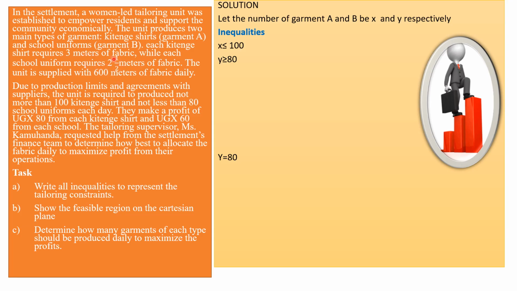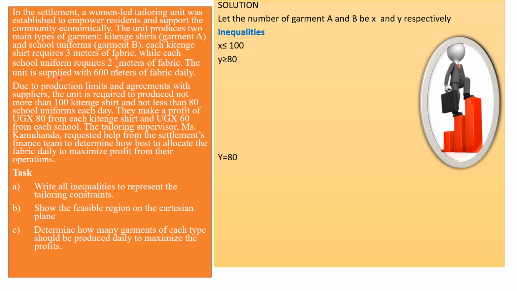Then here, how much material does each school uniform take? 2.5. Then times the number of school uniforms, that is y. Then it is less than or equal to 600. Please, you cannot make uniforms from material which is not available. You can use the whole of this material of 600 meters and below.